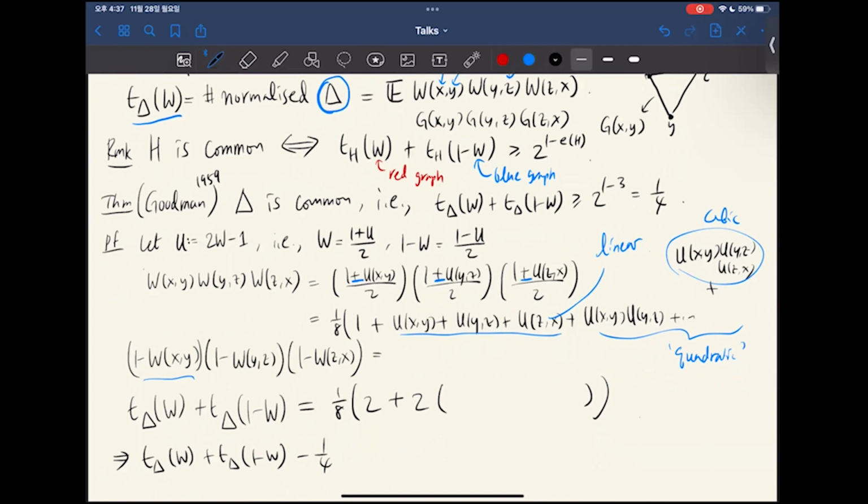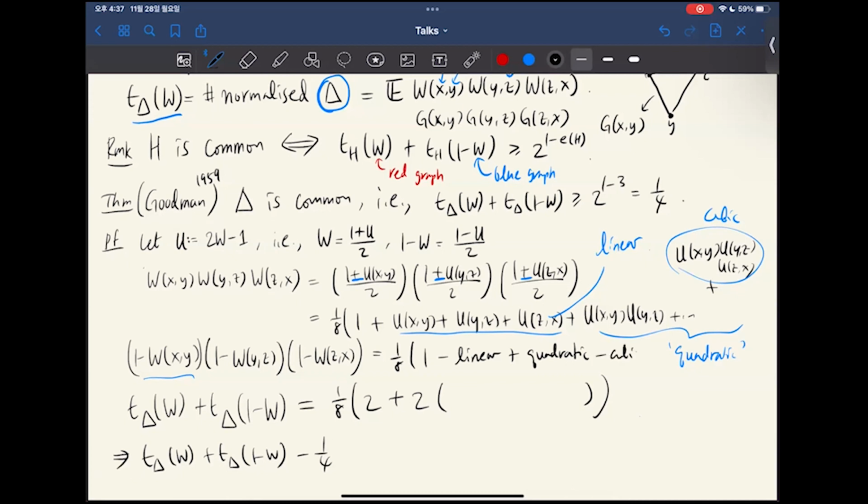And then what happens is this is 1/8, 1 minus linear terms plus quadratic terms, because, I mean, for obvious reasons, and minus cubic terms. Yeah, so this is what I get. So what happens if I add these two? So linear terms cancel off, and cubic terms also cancel off. Okay, so what I have is 1/8 times 2 plus 2 times the quadratic terms.